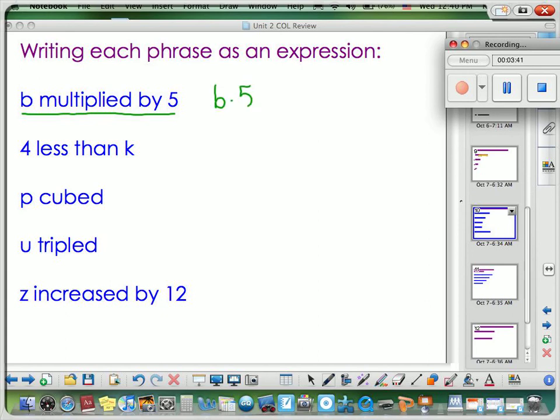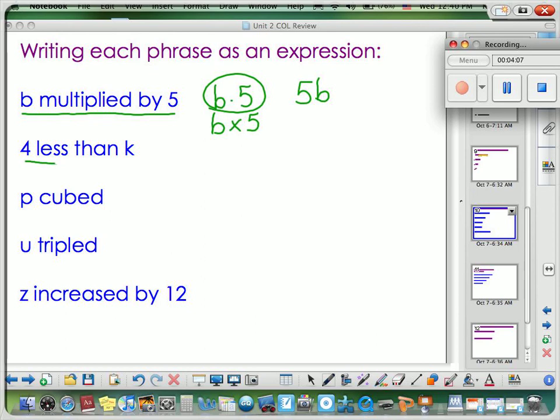Or you could write it as B times 5 like that. Remember, the dot or the x is okay, but we like to kind of stray away from the x. Or, doesn't matter whether the number or the variable comes first, 5b with no symbol in between also means multiplication. So any one of those answers would work.